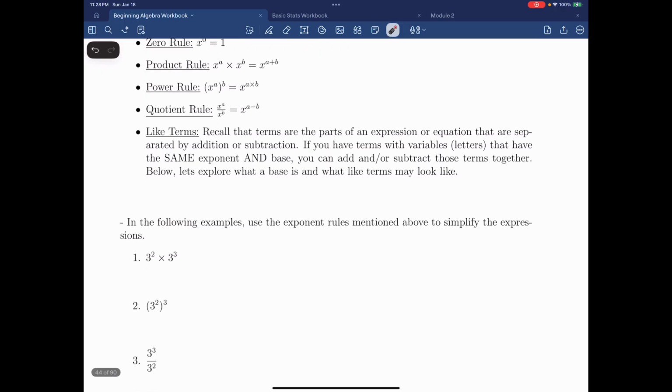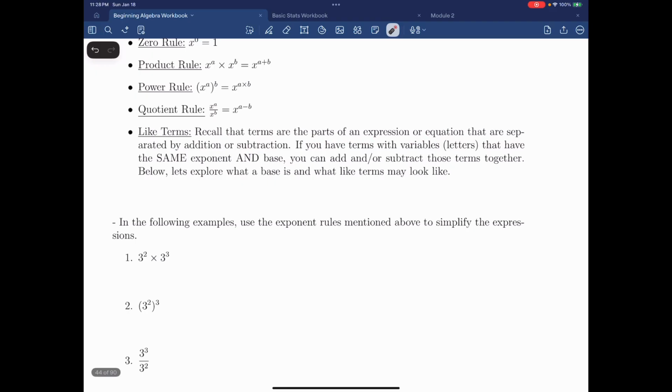And then our last thing I want to talk about before diving into some examples, we're going to talk about like terms. And recall that terms are parts of an expression or equation that are separated by addition or subtraction. Now, if you have terms with variables, which recall, variables means letters, that have the same exponent and same base, you can add or subtract those terms together. So below, I'm going to show you what a base is and what like terms may look like with exponents.